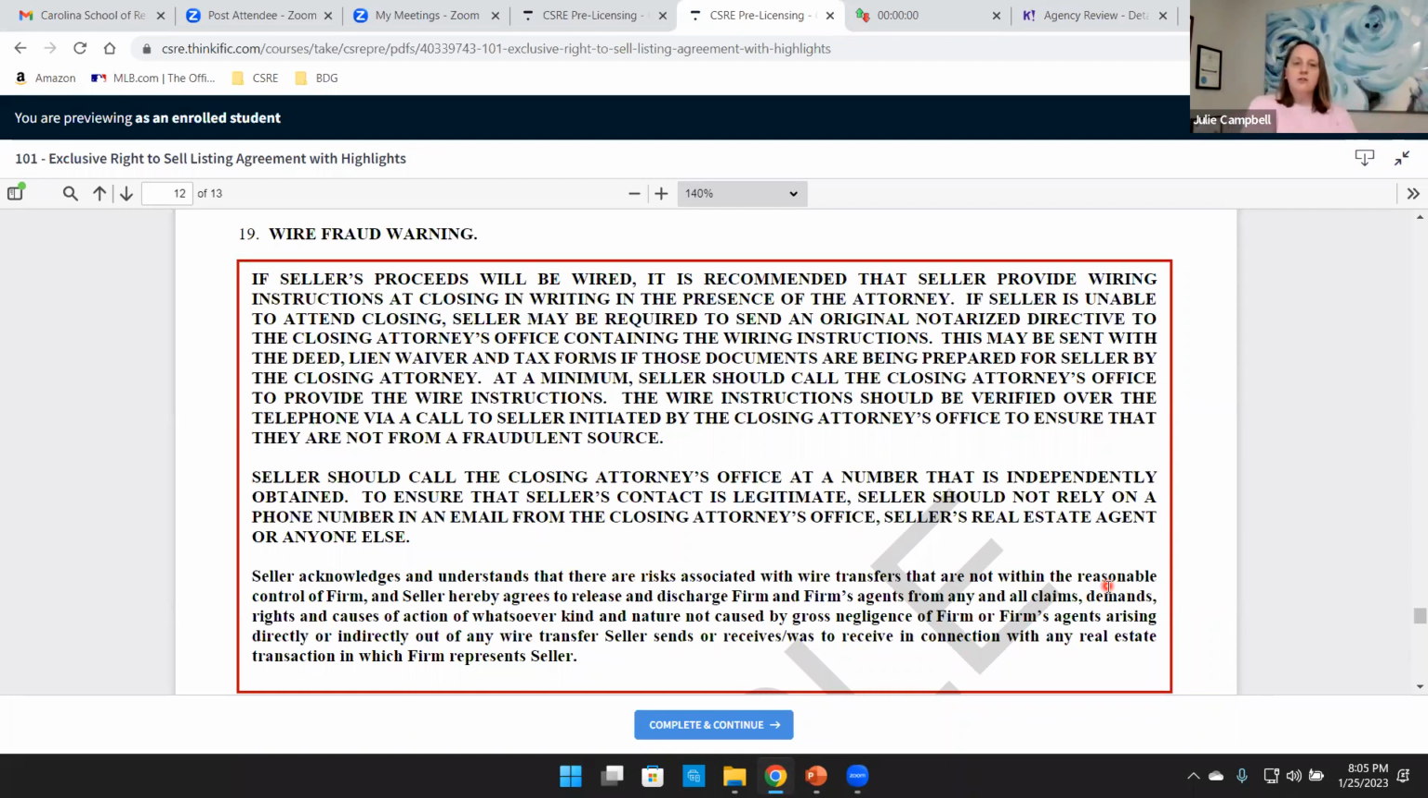To get those wire transfer instructions, what this goes on to say is that the seller needs to go old school and call the closing attorney at a number that they independently obtained. Don't call them at a number from an email, because what if you were hacked, right? So go to Google, look the number up and call. Have the seller do this for their wire transfer instructions, so if they want, the attorney can transfer their proceeds to them after closing. We see the same thing in our buyer's agency agreement. We see the same thing in our offer to purchase and contract.